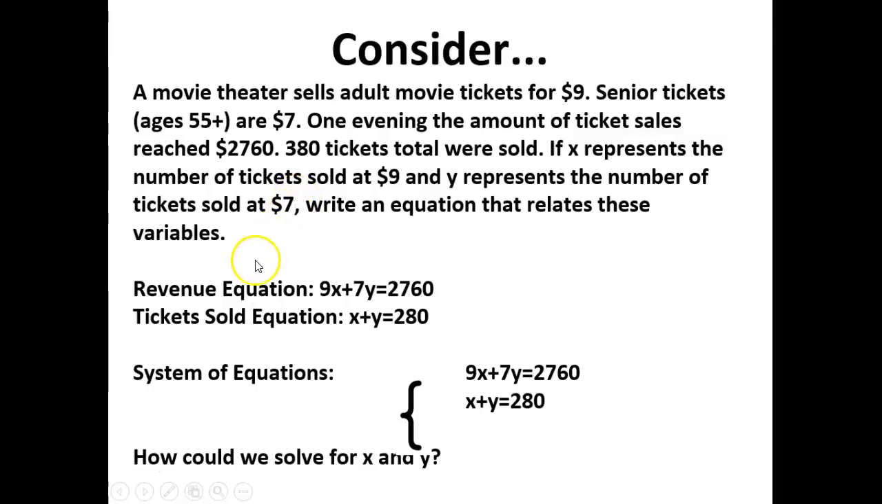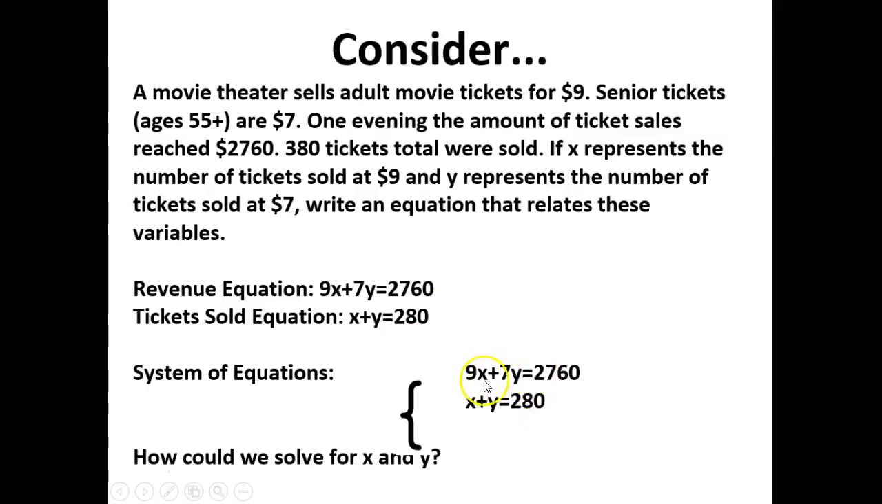Well, the revenue, what's coming in here, we would have 9 times however many adults came. That would be how much money the adults would bring in, plus 7 times however many seniors there are, makes a grand total of $2,760. If we know that there's 280 people total, the adults plus the seniors are going to equal that 280.